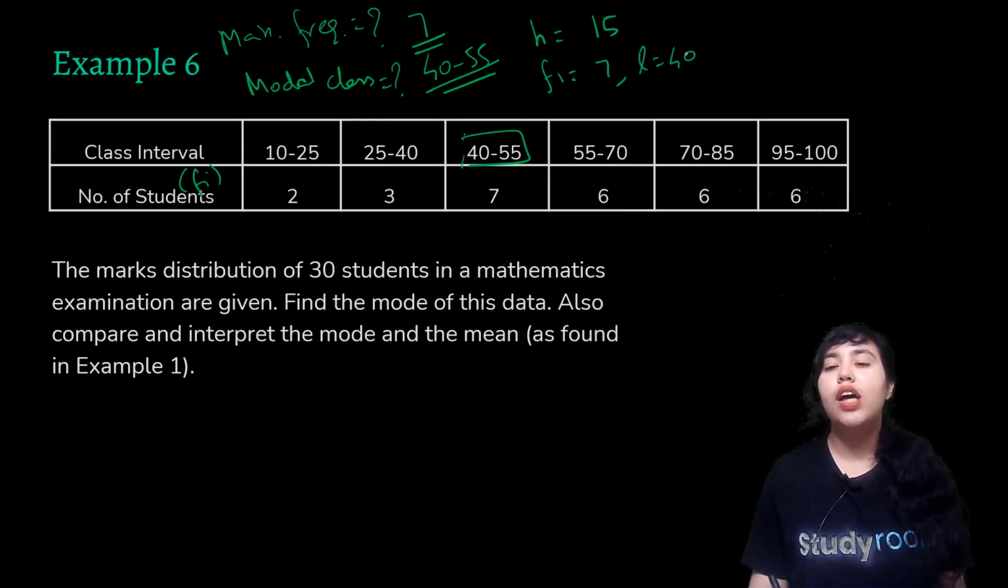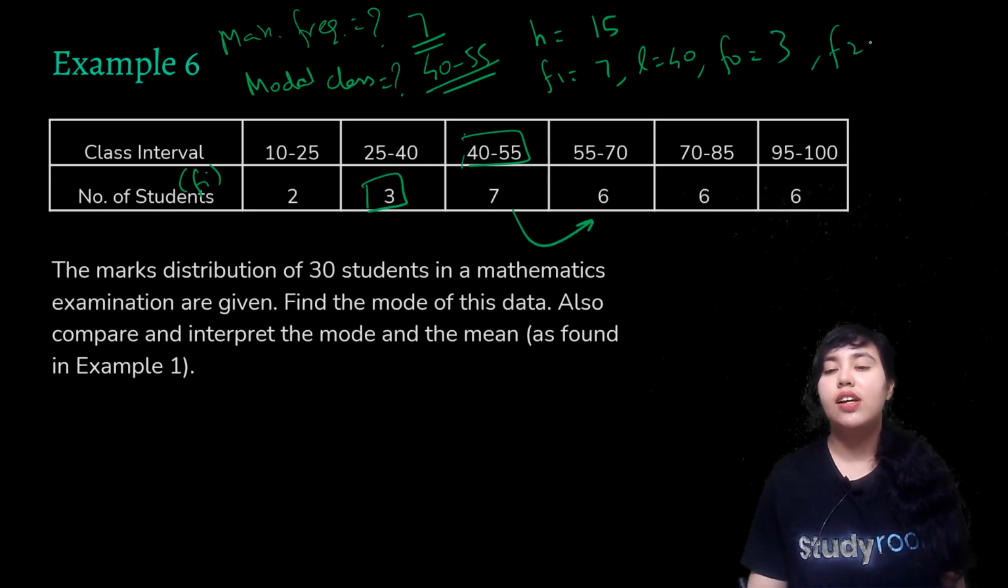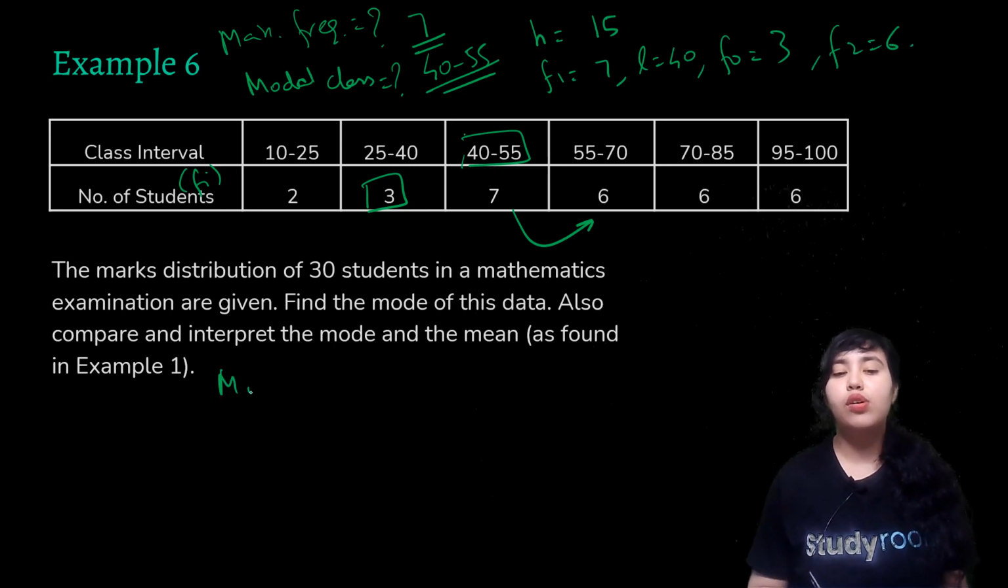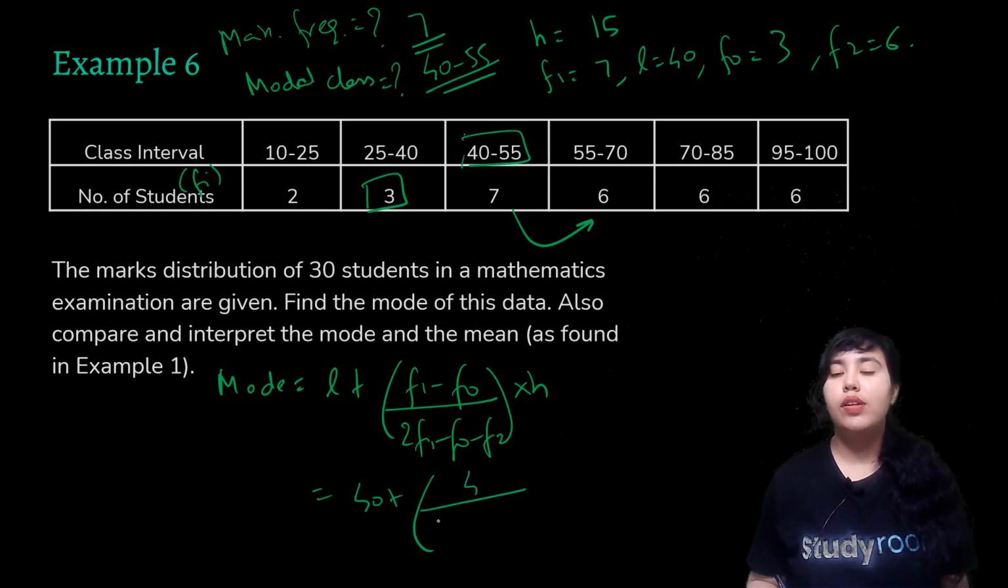That is 40. What is the frequency of the preceding class? That is 3. What is the frequency of the succeeding class? That is 6. What was the formula for mode? It was L plus (F1 minus F0) upon (2F1 minus F0 minus F2) into h. Quickly plug in the values. L is 40. F1 minus F0 will be 7 minus 3, that is 4. 2F1 will be 2 into 7, 14, minus 3 minus 6, into h, which is 15.